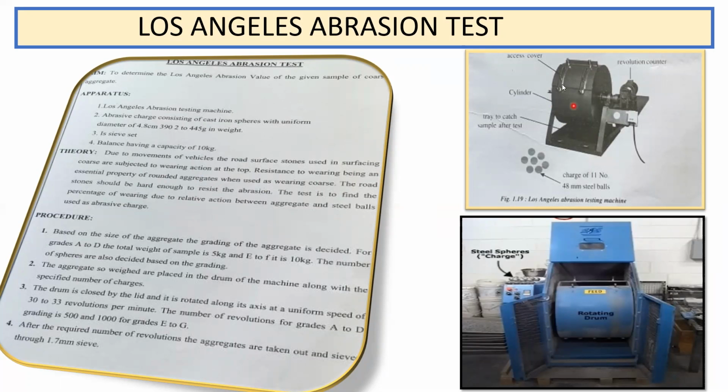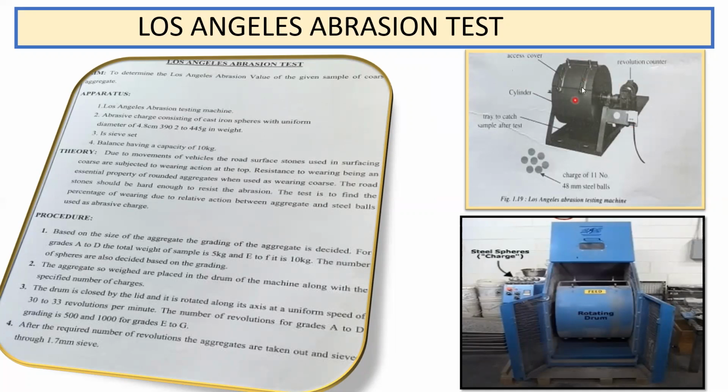Practically, when you see aggregates on the road, when we prepare bitumen roads, what will happen? The upper surface will be subjected to wear and tear due to the movement of vehicles. So in order to account for that abrasiveness, we do this test.